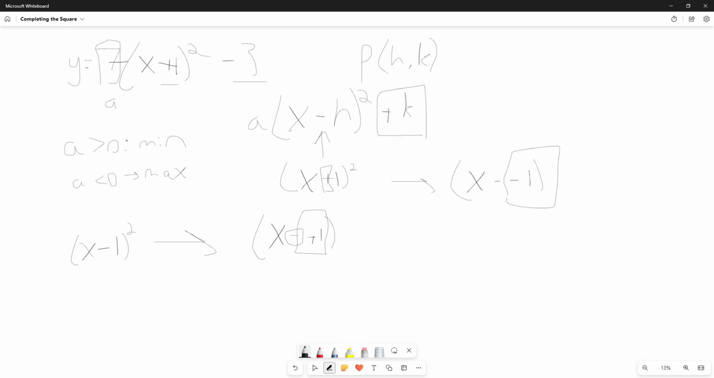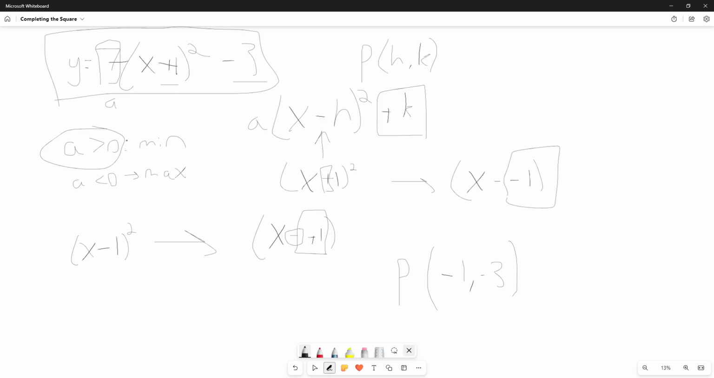So if we have y equals 7 times (x plus 1) squared minus 3, the vertex is a minimum point because the a is larger than 0, it's a 7, it's not a negative number. Then we can take the plus 1 as actually a minus 1, and we have a minus 3 on that side. That is the point.